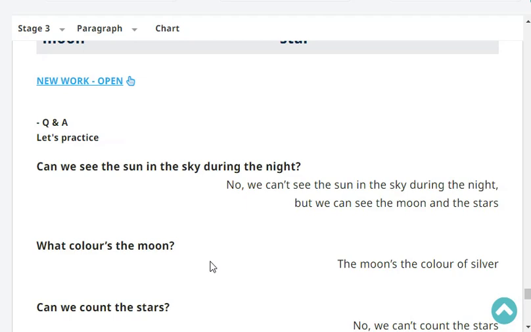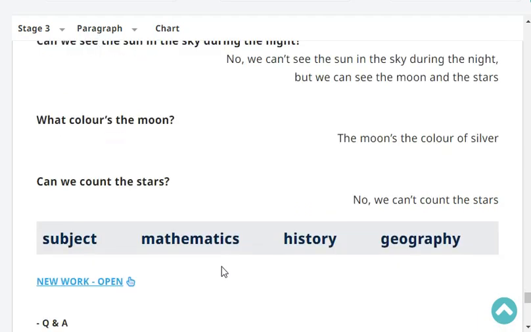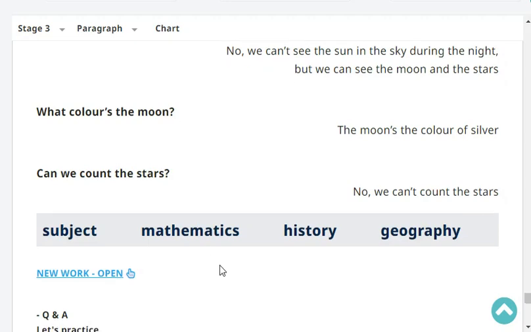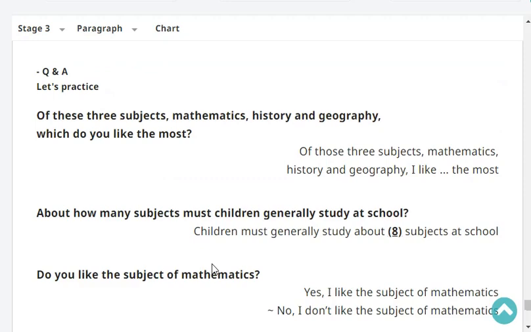Very good. What color is the moon? The moon's color is silver. Very good. Can we count the stars? No, we can't count the stars. Very good. Of these three subjects, mathematics, history, and geography, which do you like the most? Of those three subjects, I like mathematics the most. Very good.